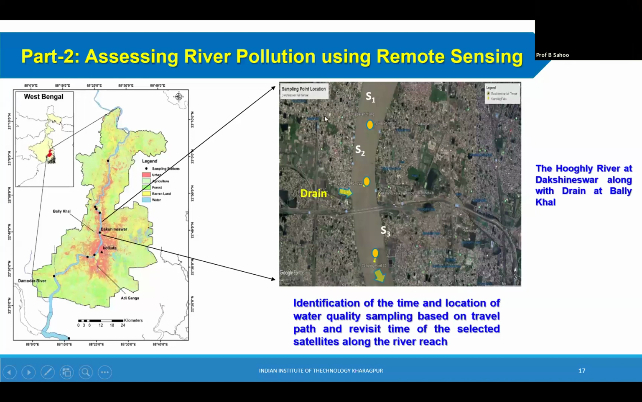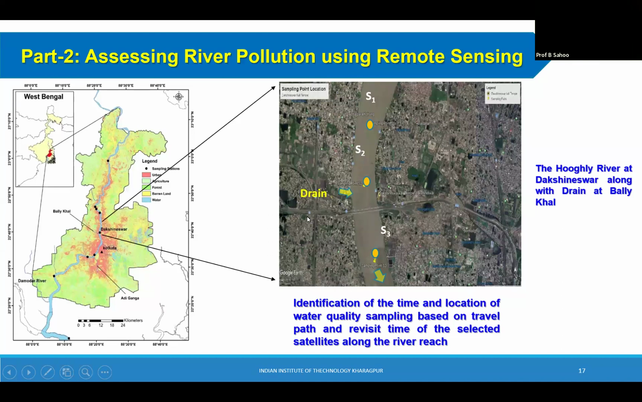Then the second part talks about the river pollution using remote sensing. So here we have used one site on the Hooghly River, between Dakshineswar and Howrah. And we have selected three sites. This is S1, S2, S3, and this is one drain. This is called Balikhal. So this is our most polluting drain here. So it is joining here. And if I can estimate what is the water pollution at these S1, S2, and S3 pixels, then even if any drain is joining there, I can tell that this drain is generally polluting significantly, depending on the concentration at these two sites.